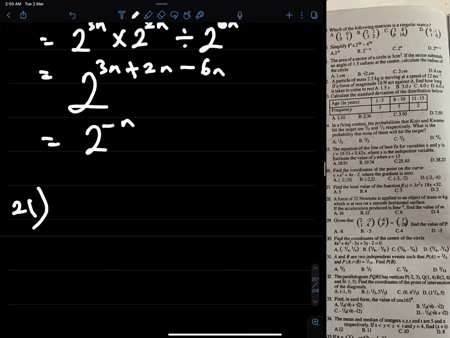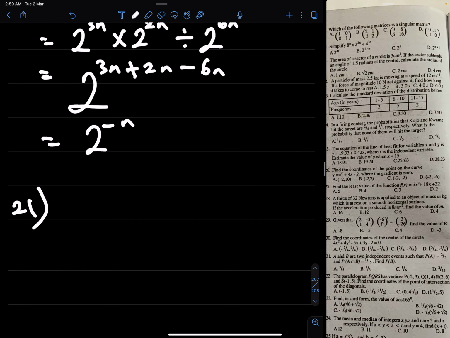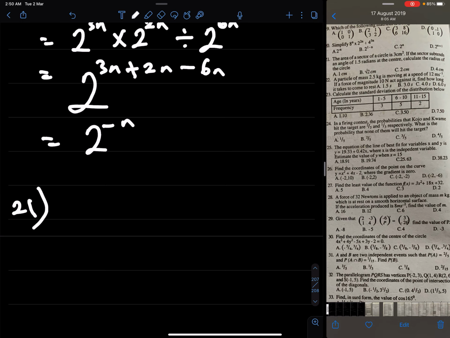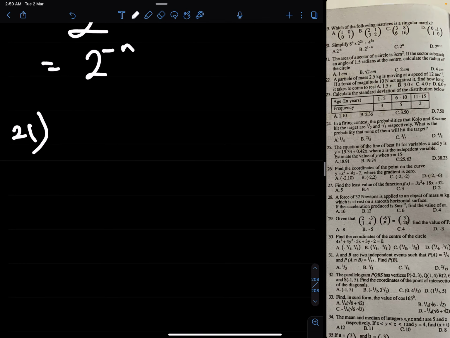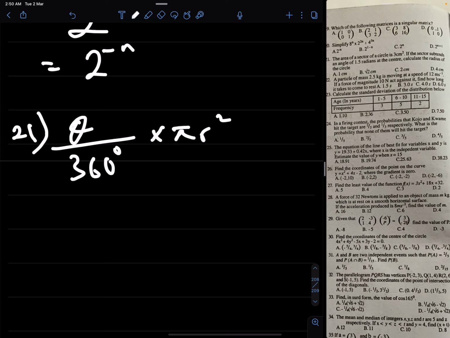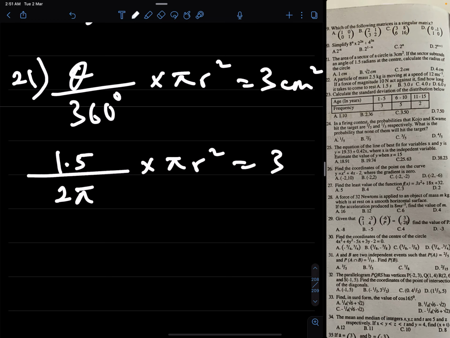The area of a sector of a circle is 3 centimeters squared. If a sector subtends an angle of 1.5 radians at the center, calculate the radius of the circle. Okay, the area of a sector is given by the formula theta over 360 degrees times pi r squared, and in this case that area is 3 centimeters squared. The theta is 1.5 radians, so we have 1.5 over 2 pi radians times pi r squared equals 3.